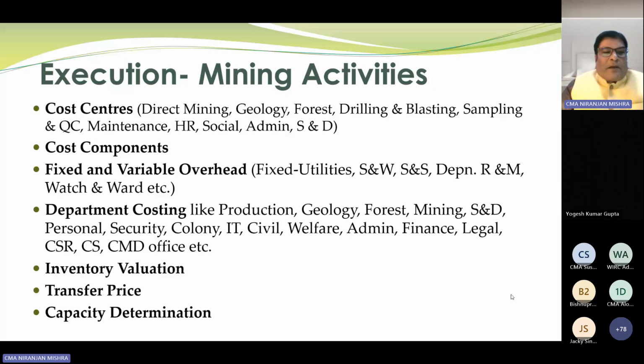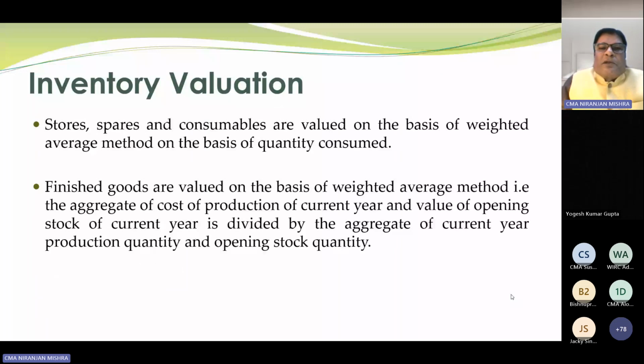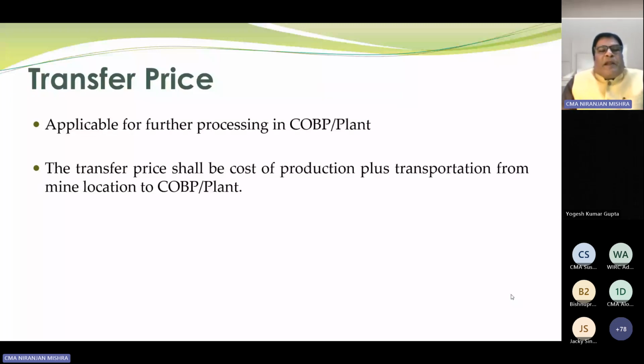Then another key point is the inventory valuation. We'll go one by one. Then transfer pricing, capacity determination. In inventory valuation, you have seen the stores, spares and consumables are valued on the basis of the weighted average method, on the basis of quantity consumed. We all know that. Similarly, finished goods are valued on the basis of the weighted average method. We also know that, so that is not very important. The important point is the transfer price. You see, how will the transfer price be determined?